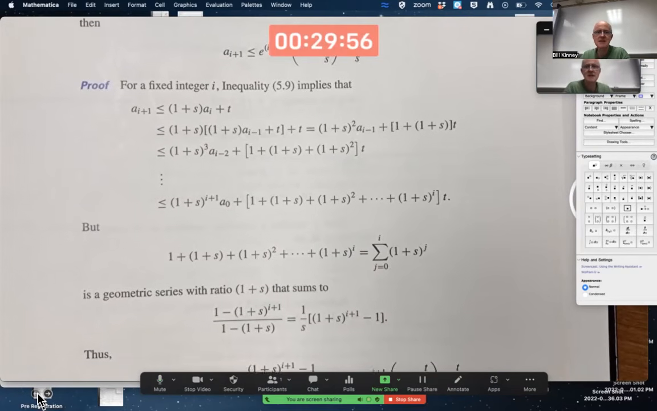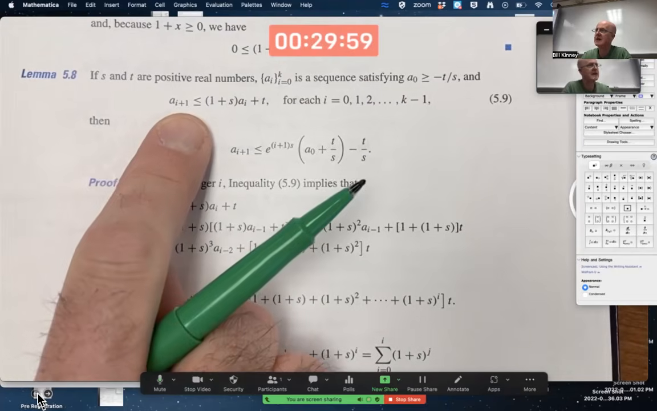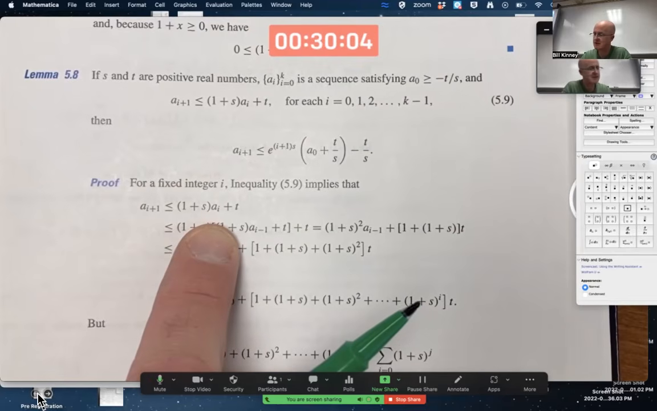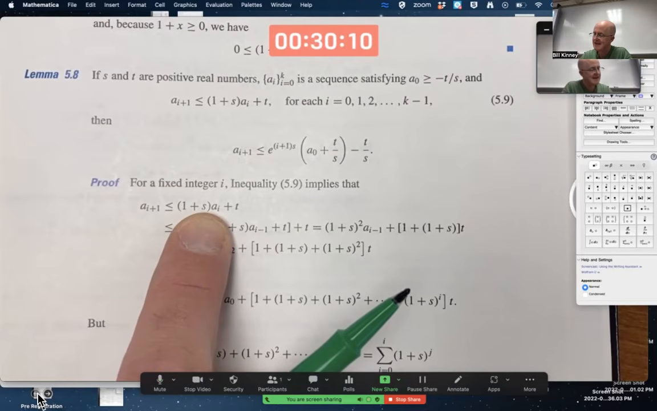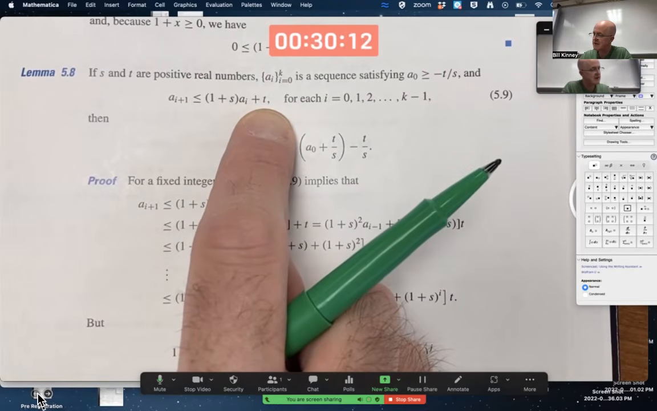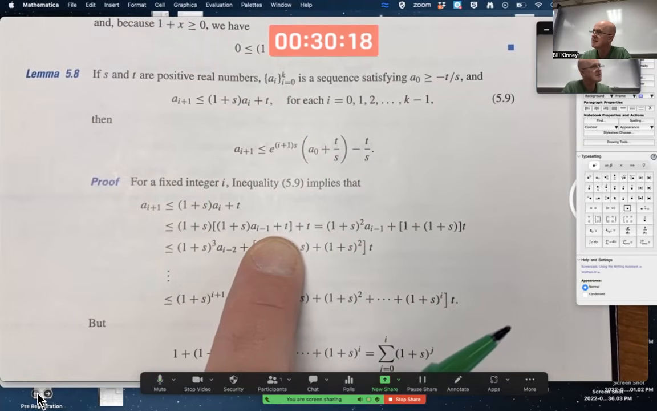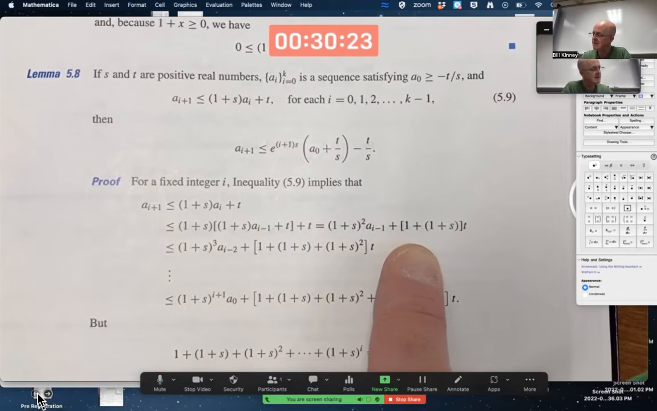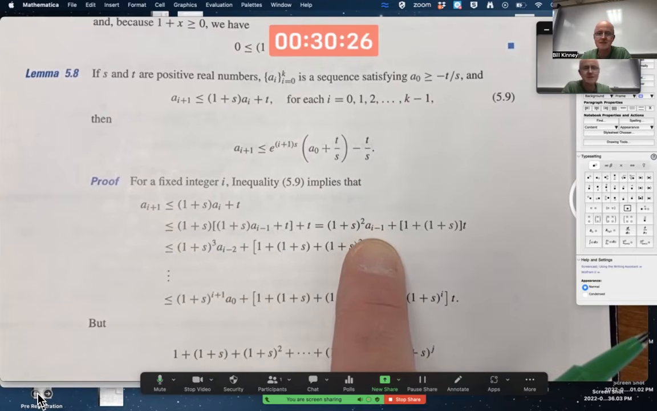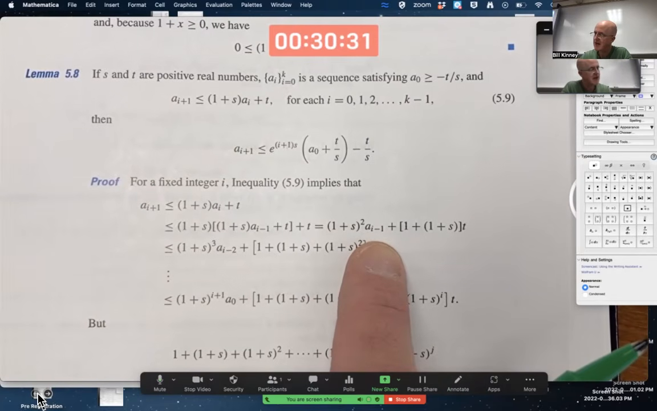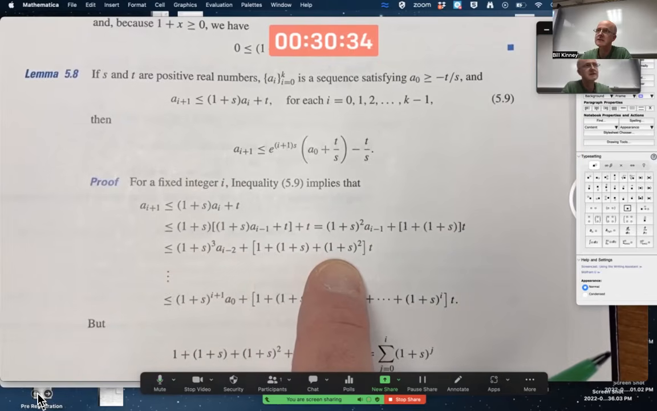What are they doing? They're just using the assumed inequality over and over again. A_{i+1} is less than or equal to that because I'm assuming that's true. Then A_i is less than or equal to something similar, just change the subscript. That right there, I'm assuming that's true. Apply it, then simplify. Apply it again. A_{i-1} satisfies a similar inequality with changed subscripts. And you should check on your own that you will be able to simplify to this.